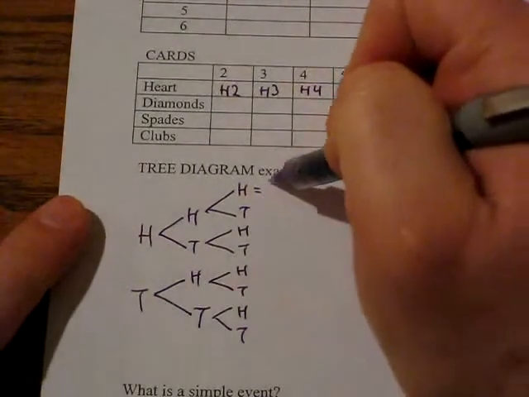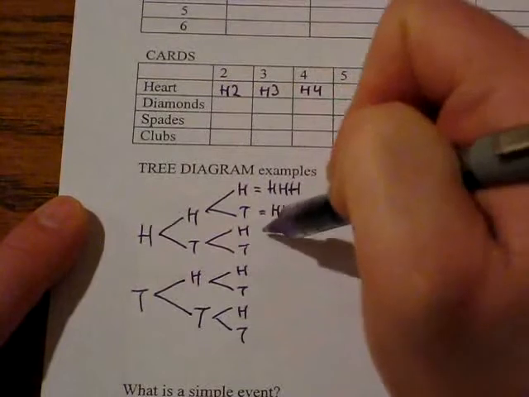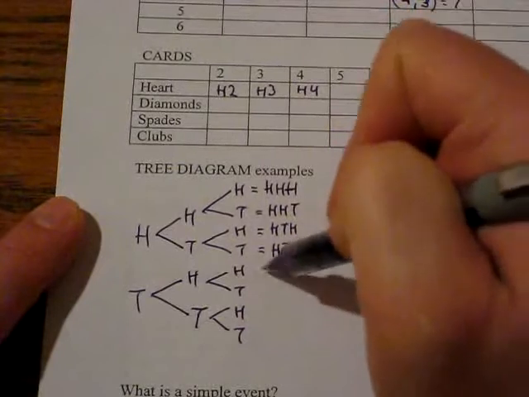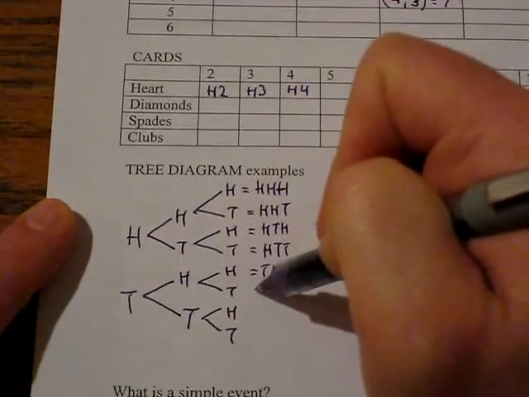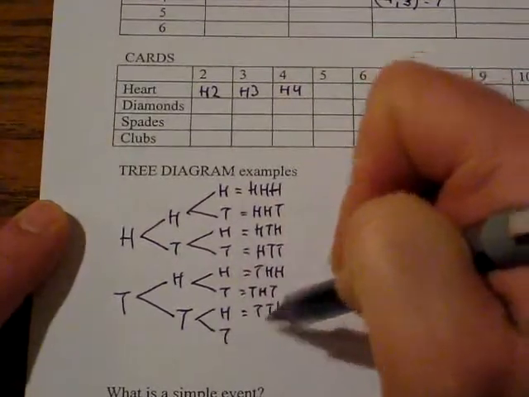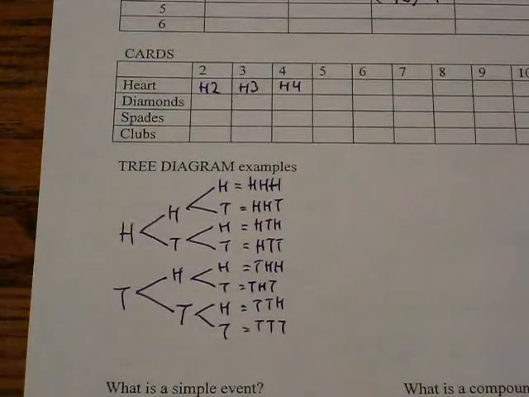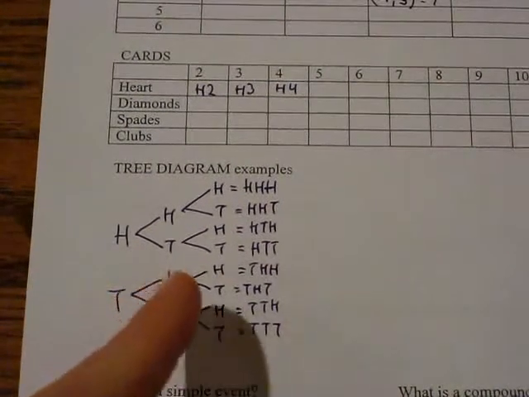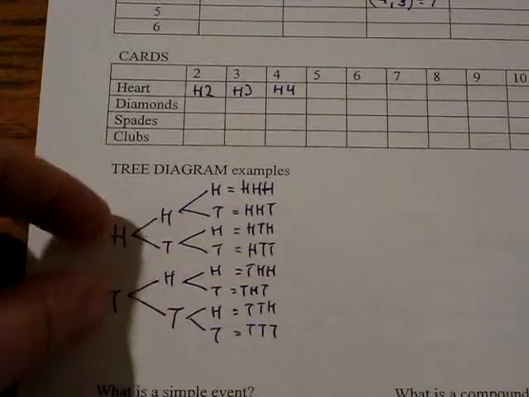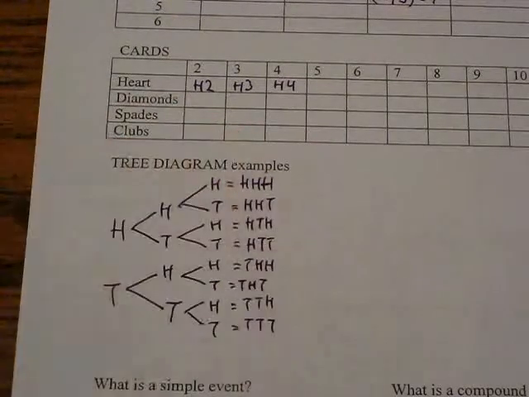So this outcome would be heads, heads, heads, and this would be heads, heads, tails. And to go down, heads, tails, heads, heads, tails, tails, tails, heads, heads, tails, heads, tails, tails, tails, heads, and then finally tails, tails, tails. When you flip a coin 3 times, each coin has 2 outcomes. So the 2, 4, and 8 would be the simple multiplication of how many outcomes you had, and then how many different paths you could travel down afterwards.